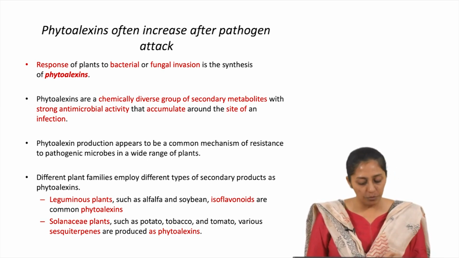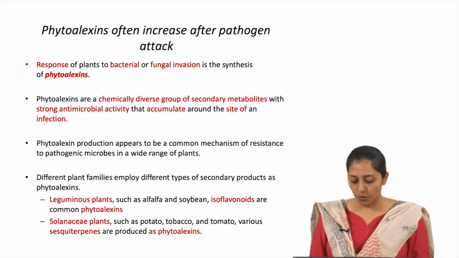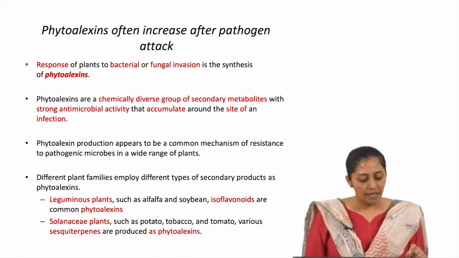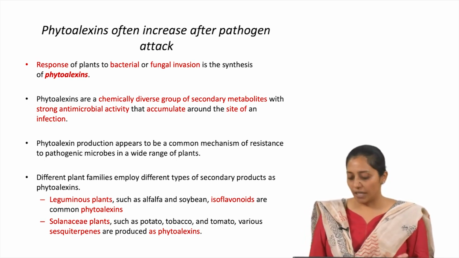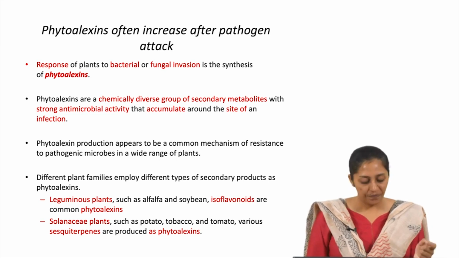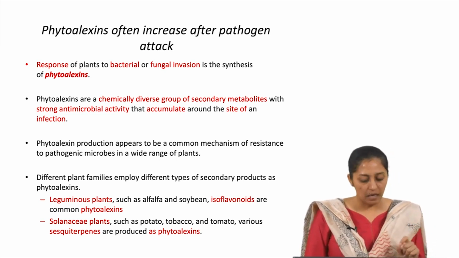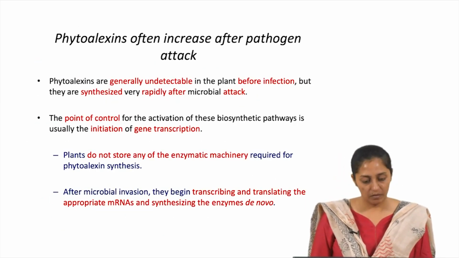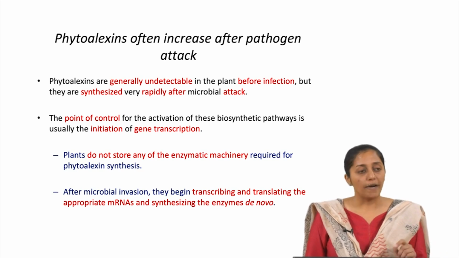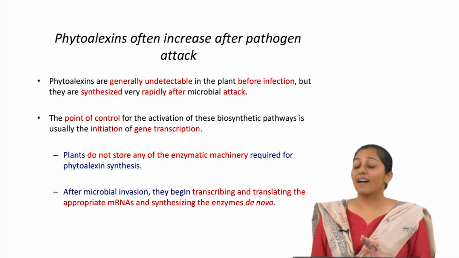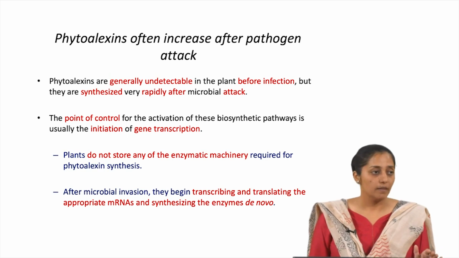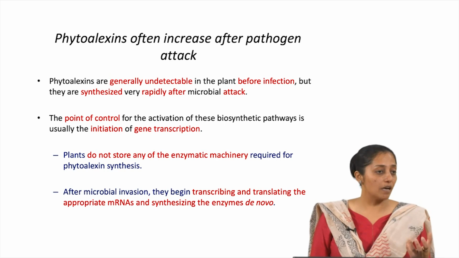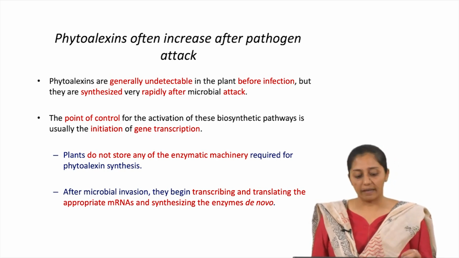For example, in leguminous plants such as alfalfa and soybean, isoflavonoids are known to act as phytoalexins. In solanaceae plants, which include potato, tomato or tobacco, various sesquiterpenes are produced as phytoalexins. Now, phytoalexins, as I said, are generally undetectable when there is no attack. They begin to form in very large amounts at a fast rate once the attack has happened.